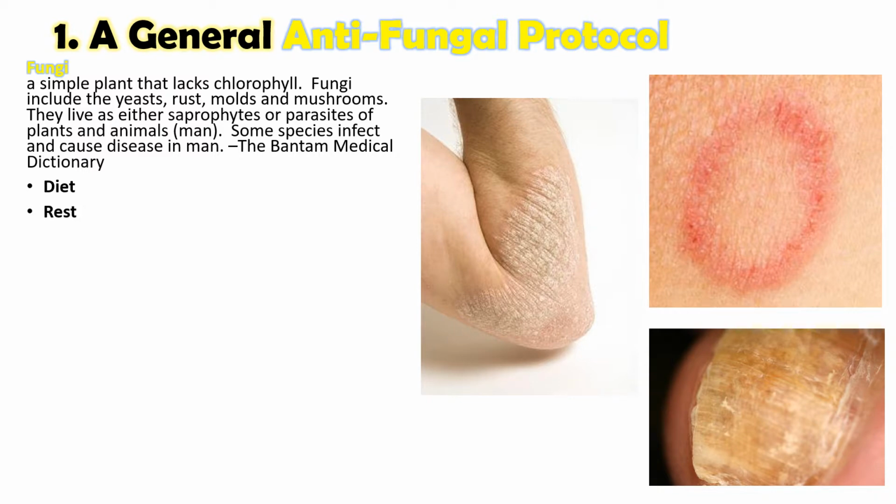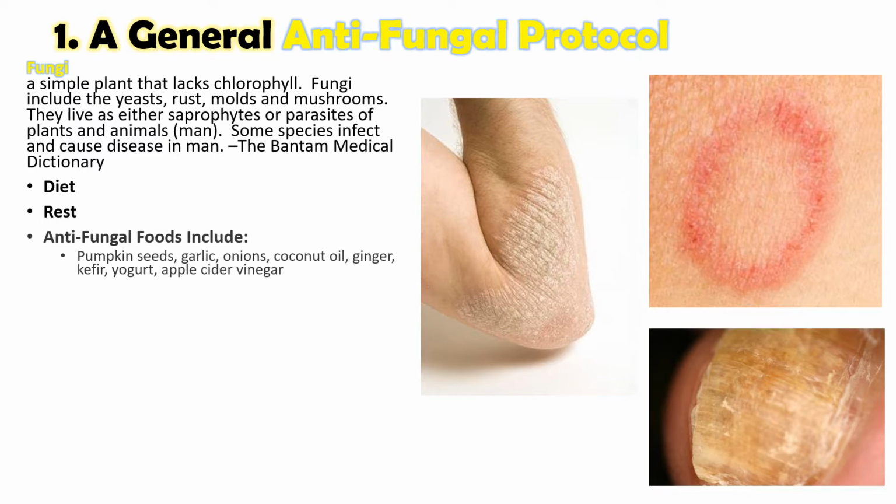Fungus feeds off a simple sugar just like parasites and bacteria, so we definitely want to make sure we keep the simple carbs down. Antifungal foods include pumpkin seeds, garlic, onions, coconut oil, ginger, kefir, yogurt, apple cider vinegar. And you'll notice that all 3 of these foods are pretty much similar. There's other ones as well, but they actually address all 3. You'll just want to really try to rotate and use different antifungal foods on this protocol and add it into your diet if you know you especially have one of these types of infections.